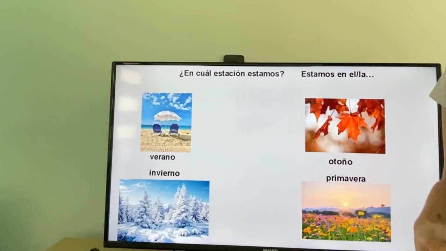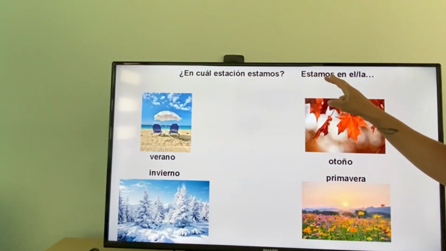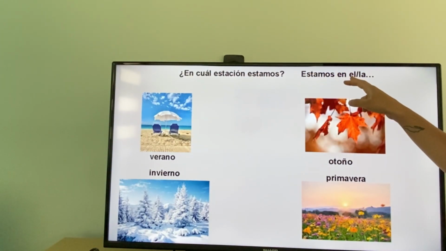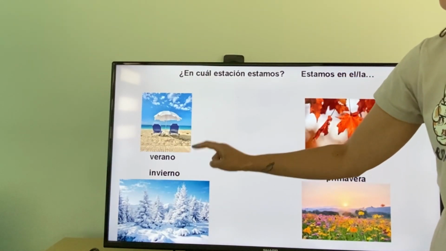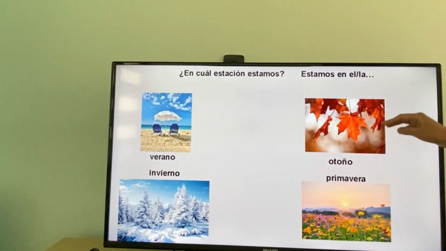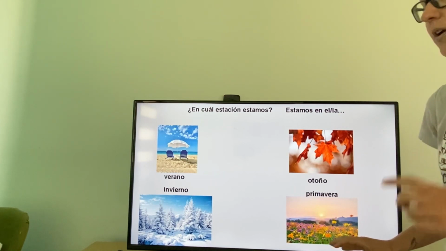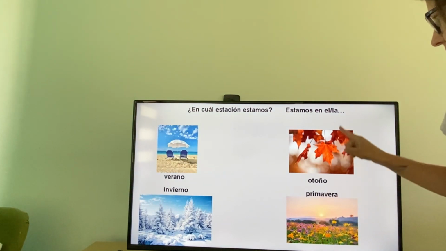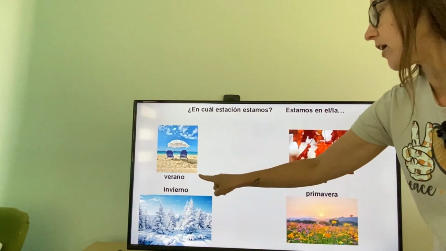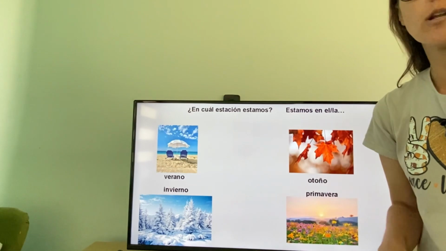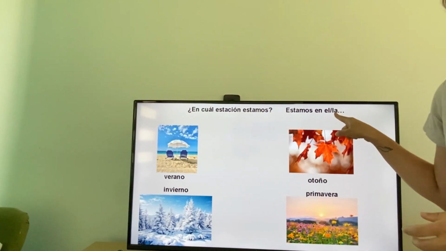We also begin class by asking what season are we in? ¿En cuál estación estamos? We are in the, estamos en el, or estamos en la. Repite, verano, invierno, otoño, primavera. The short answer is if the word ends in A, use la. La primavera, el otoño, el verano, el invierno. It's a little bit more complicated than that, but for now, that will get you by. And el and la both mean the.